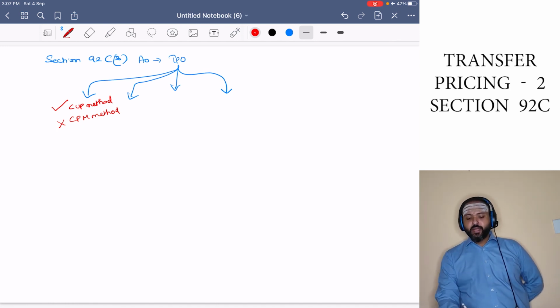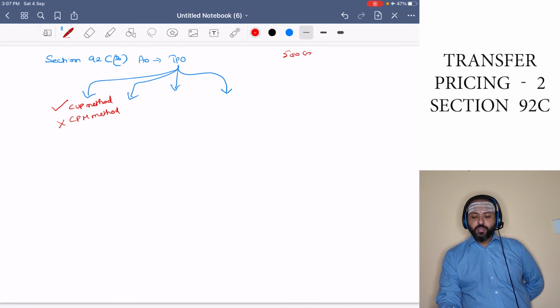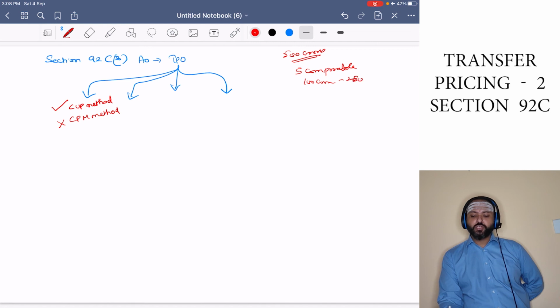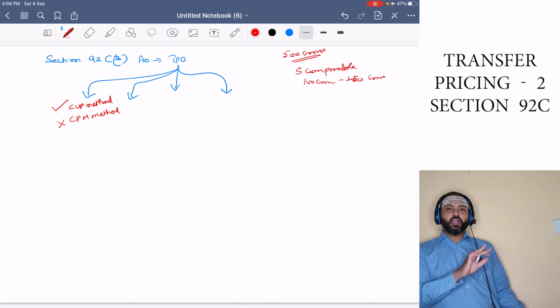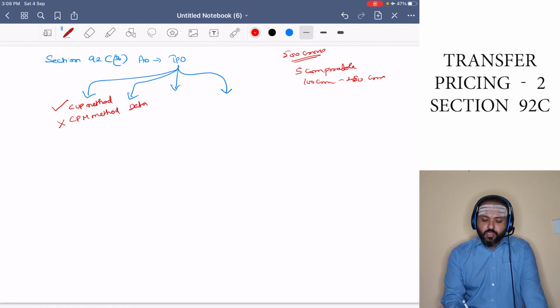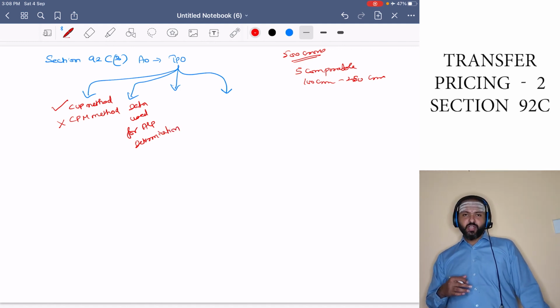Case 2. Acer Limited is a 500 crore company. So the turnover of Acer India is 500 crores. Now, Acer has taken 5 comparable companies. Every company's turnover is between 100 crores and 250 crores. So what has gone wrong here? The data used for ALP determination is incorrect.